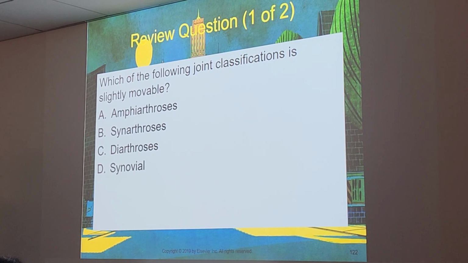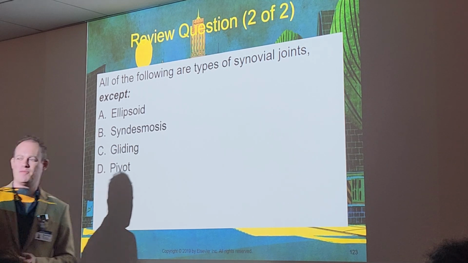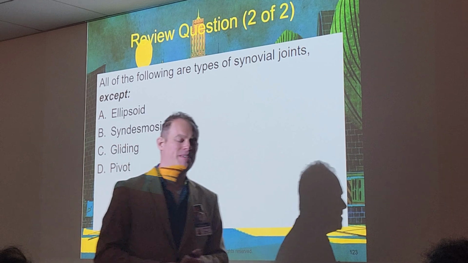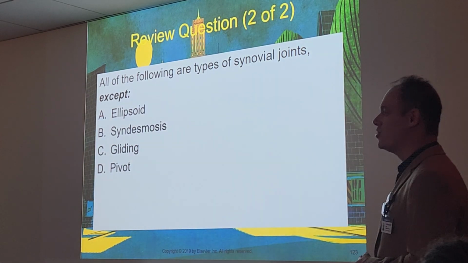It's characterized by a joint capsule filled with synovial fluid. All the following are types of synovial joints, except which one doesn't fit? Correct, B. You can say it louder. Don't be shy. It's okay if you get it wrong. We're not going to pick on you, I promise. B, syndesmosis. The other three would be examples of synovial joints.